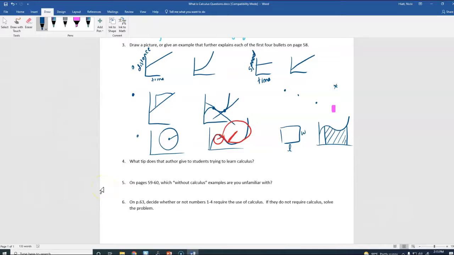All right, looking through 59 and 60, which without calculus examples were you unfamiliar with? Curvature of a circle we pretty much already talked about, right? Tangent of a sphere is one I do not expect you to know. And actually that is like 3D stuff, which is Calc 3, so we won't actually even get there.